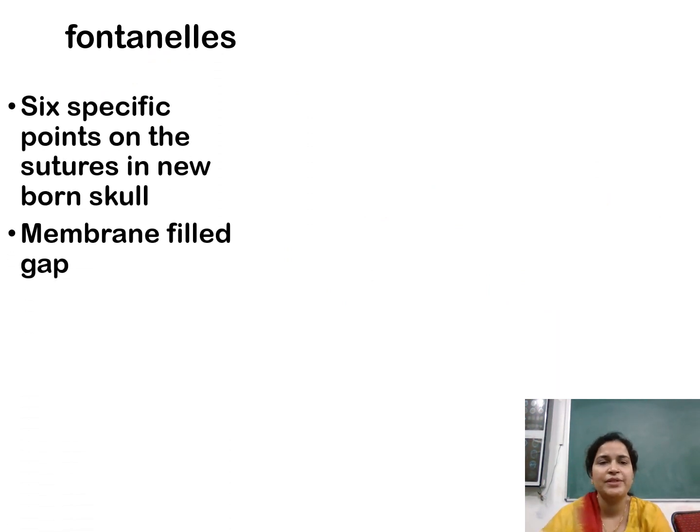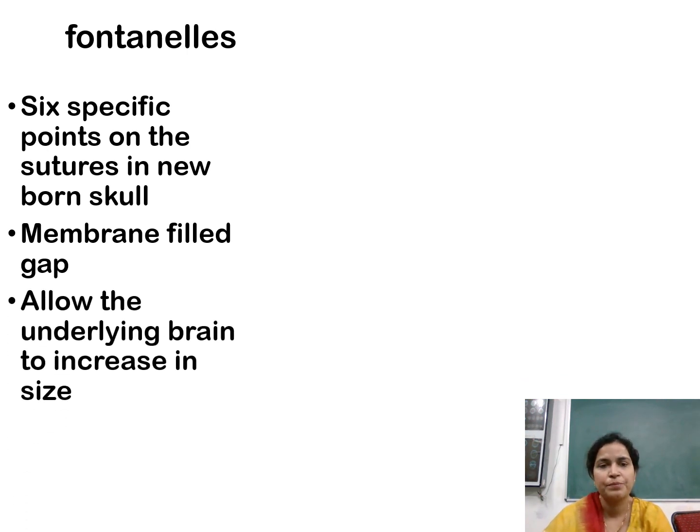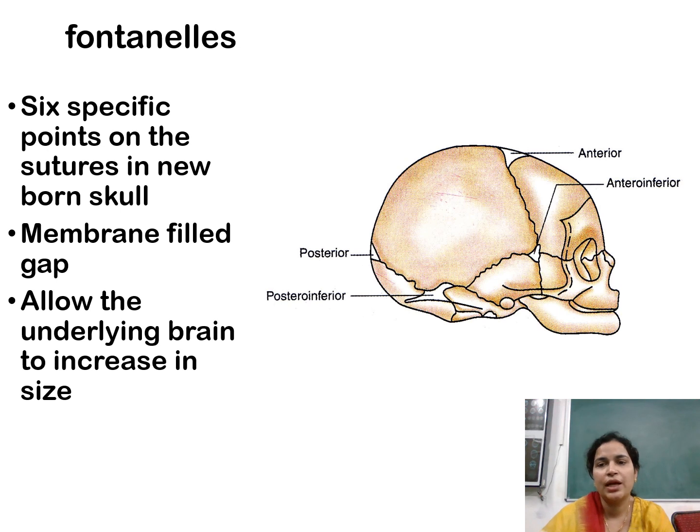Now, six specific points on the sutures in the newborn skull are the membrane-filled gaps that allow the underlying brain to increase in size. These are called the fontanelles. Fontanelles are the unossified membranous gaps present at the four angles of the parietal bone. The anterior fontanelle is also called the bregma, which is diamond in shape.